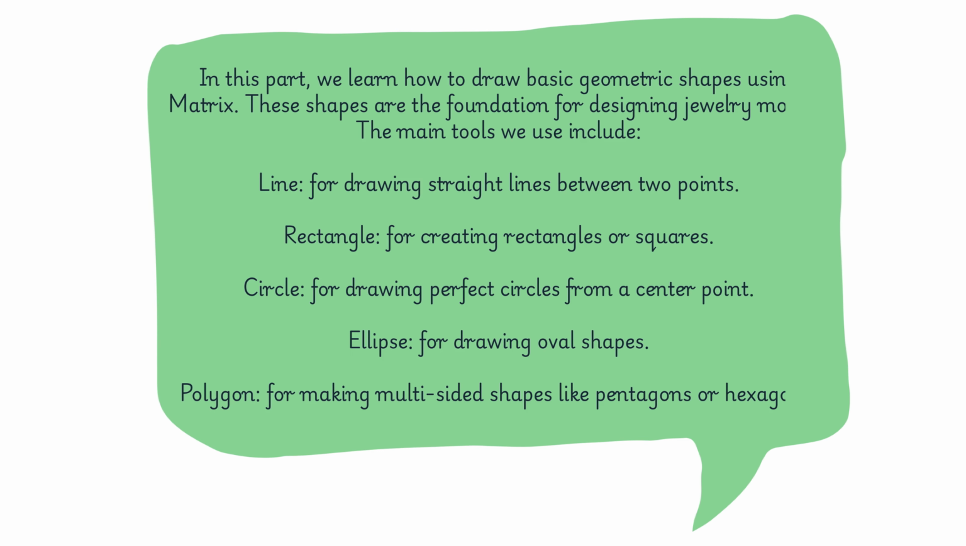In this part, we learn how to draw basic geometric shapes using Matrix. These shapes are the foundation for designing jewelry models. The main tools we use include Line, for drawing straight lines between 2 points; Rectangle, for creating rectangles or squares; Circle, for drawing perfect circles from a center point; Ellipse, for drawing oval shapes; and Polygon, for making multi-sided shapes like pentagons or hexagons. By using these tools, we can start creating accurate 2D profiles that will later be used for 3D modeling. Practicing these shapes helps you get comfortable with the interface and understand how to control dimensions and positions.